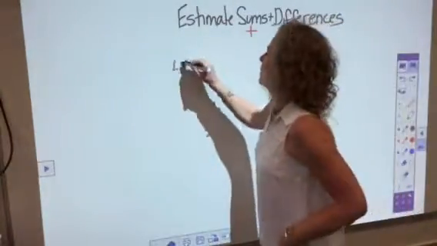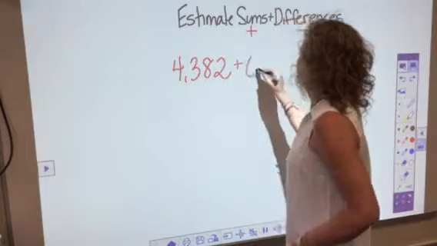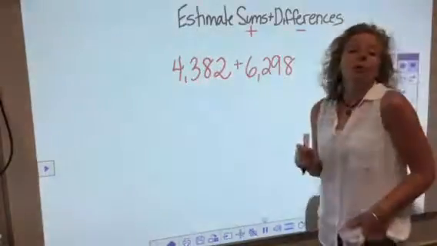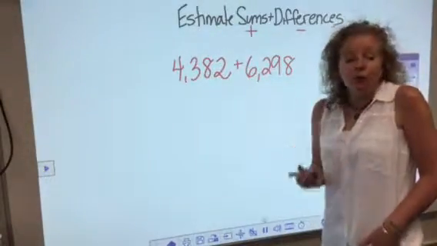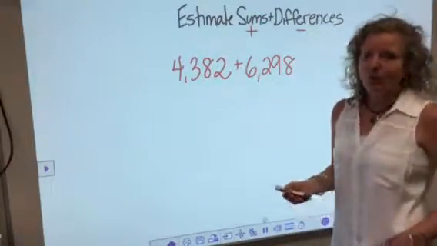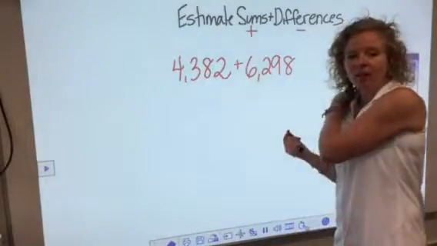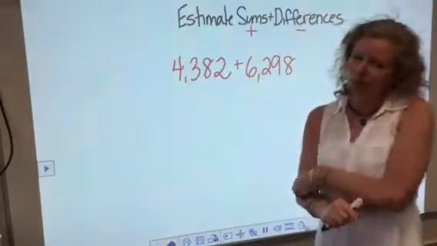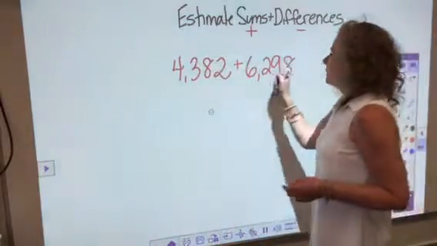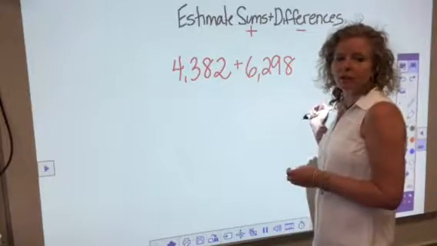if you have a problem that looks like this, what I want you to do is first you round each number. An estimate means that you have rounded them, and then added them together. Now listen, sometimes some cute little third graders that I know, they would add this up and then round the sum or the difference at the end.